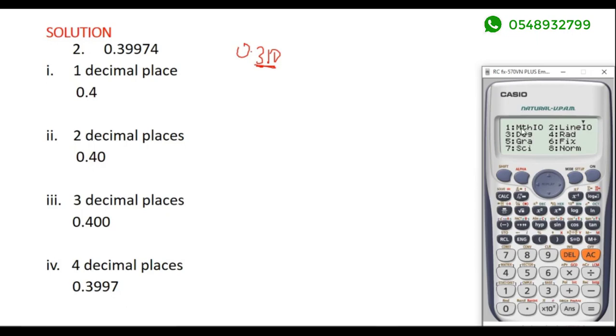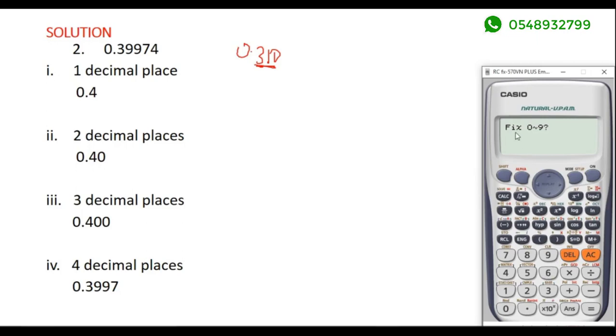You can see that we have Math 10, line 10, and others. You can see that the 6th option is Fix. Fix is the number of decimal places. That is what you want. So you select the 6th option.